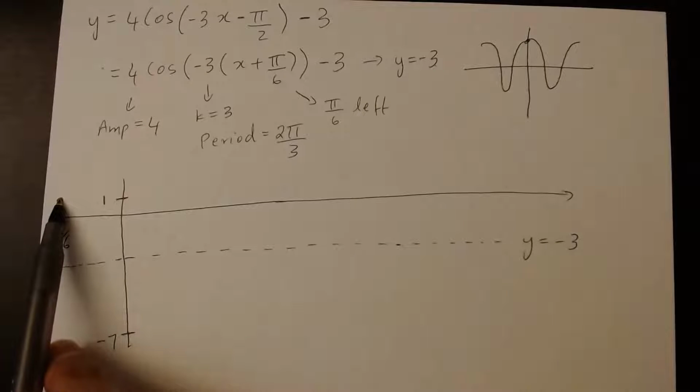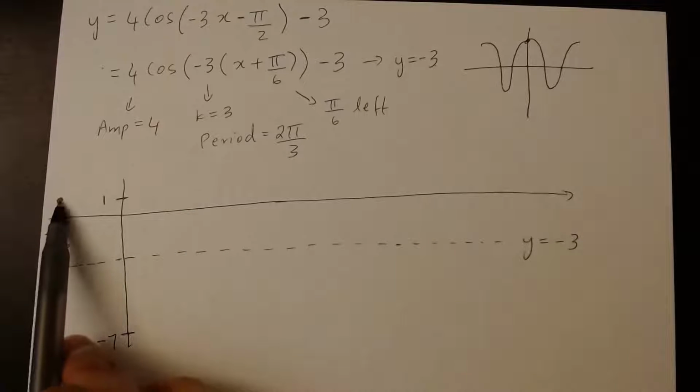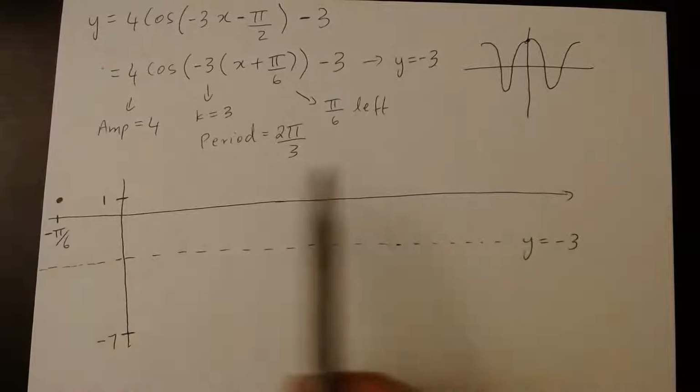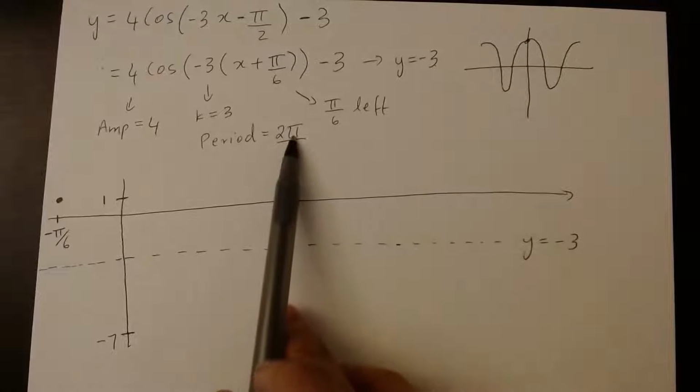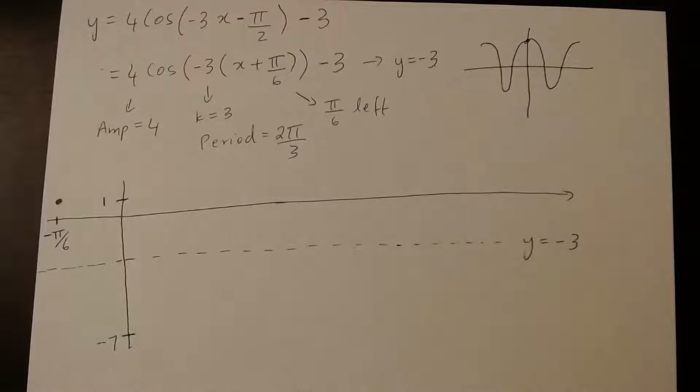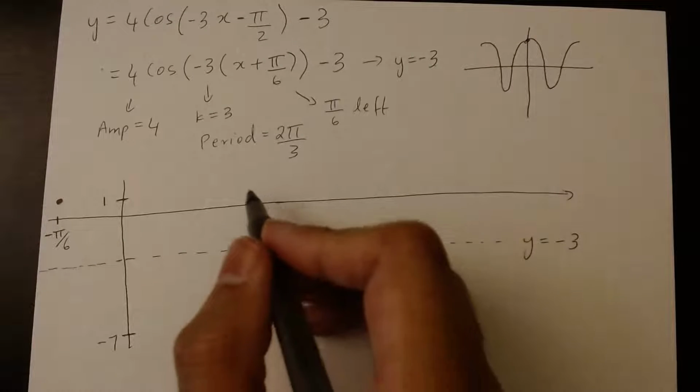The next thing I'm going to do is find my last key point, and my last key point is just this point here plus my period. My period is 2 pi over 3. So if I do -pi over 6, and I'll do this in my calculator, -pi over 6 plus 2 pi over 3, that's going to give me pi over 2. So I know that my next maximum is going to be somewhere here at pi over 2.